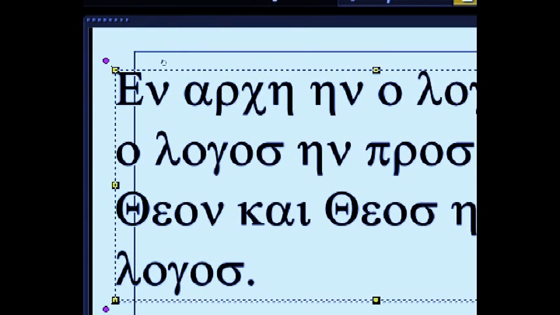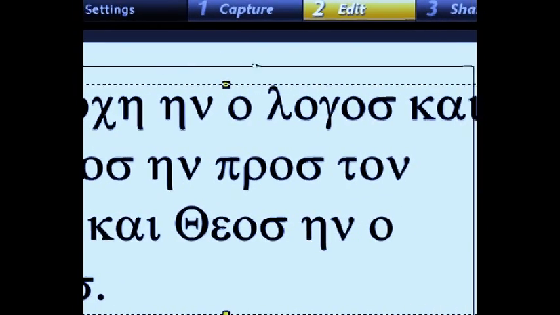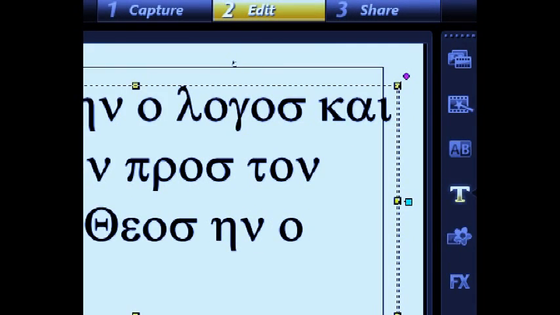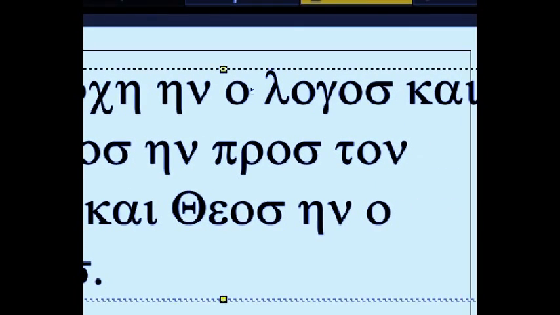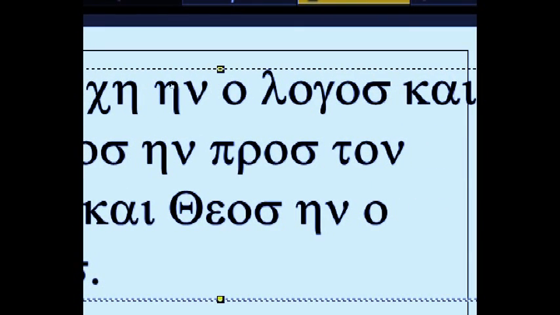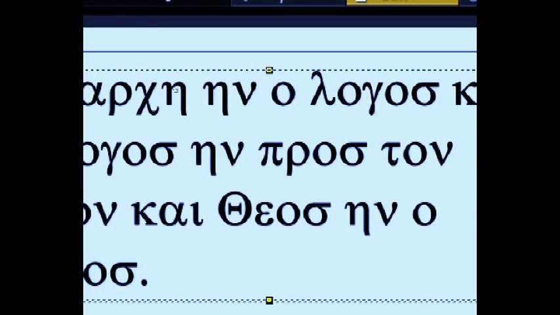So, Omicron means "the," Logos, Ain means "was," right over here, Pros means "with," or "face to face," then Ton means "the" also, and then Theos, or Theon, I should say, with a nu over here, then Kai, and Theos has a sigma over here. There's no difference: just because there's a Theon over here and a Theos over here doesn't mean there's a difference between the words. That is not the case at all.